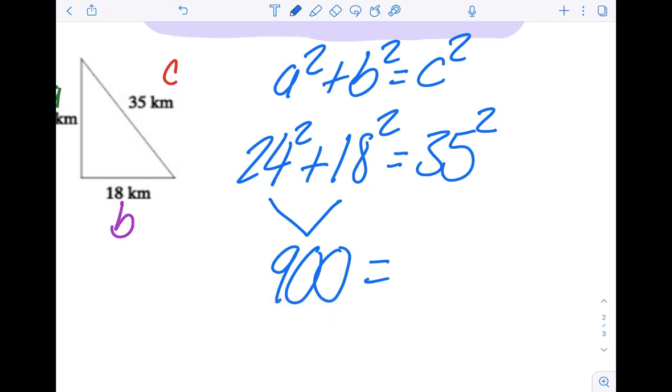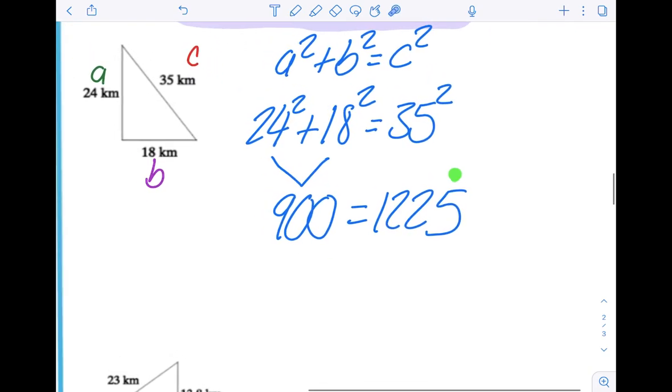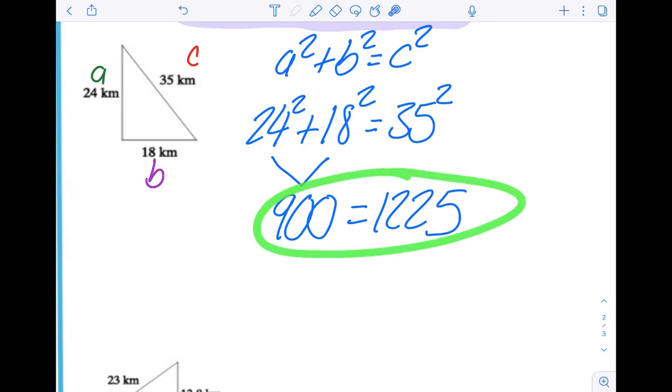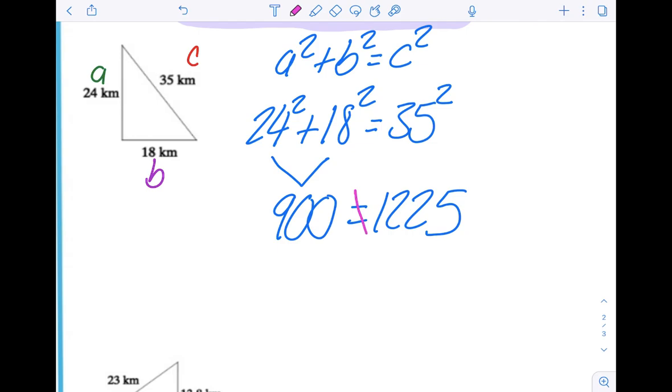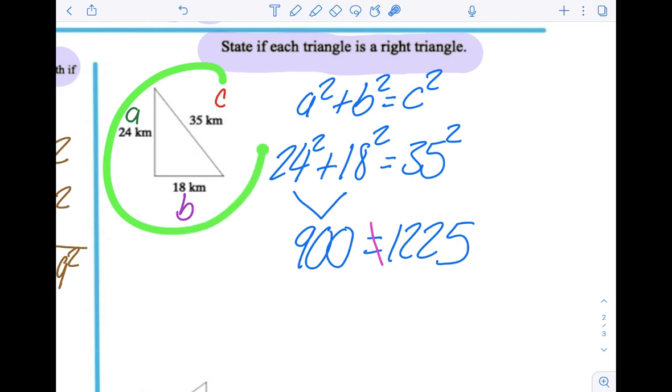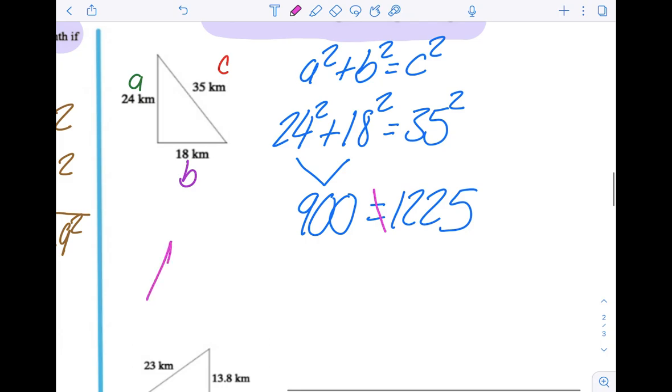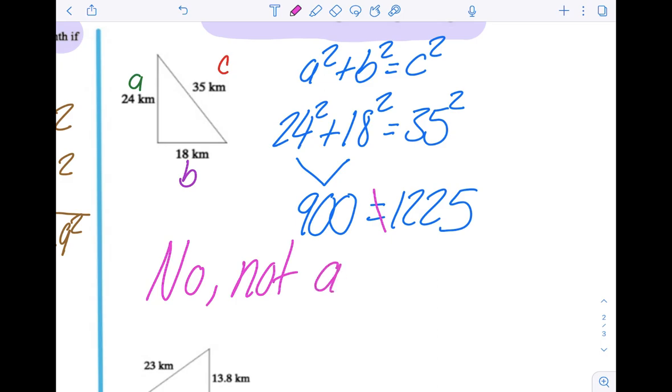So I get 1225. Now, you tell me, kiddos, is this true? Is 900 equal to 1,225? No, it is not the same. These are not equal. 900 is not equal to 1225. So this, kiddos, does not represent a right triangle. The answer is no. Not a right triangle.